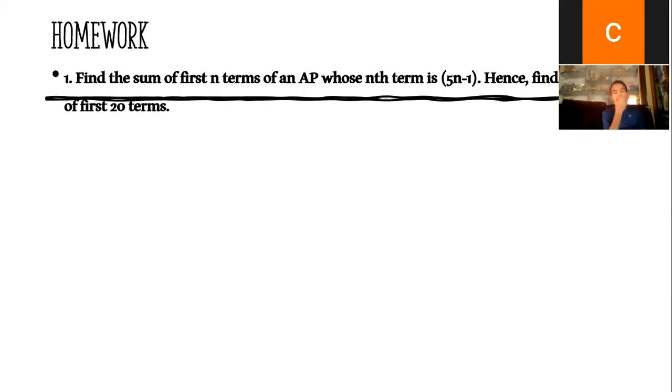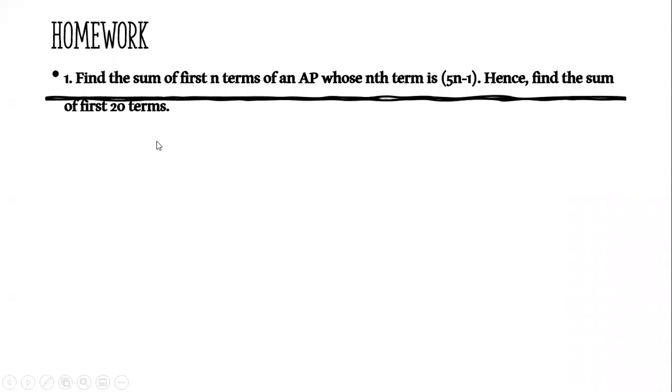First one, find the sum of first n terms of an AP whose nth term is 5n minus 1. Hence, find the sum of first 20 terms. Same type of question we started in the previous class.